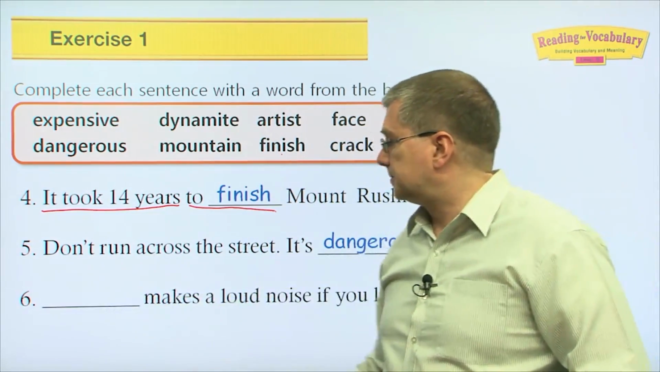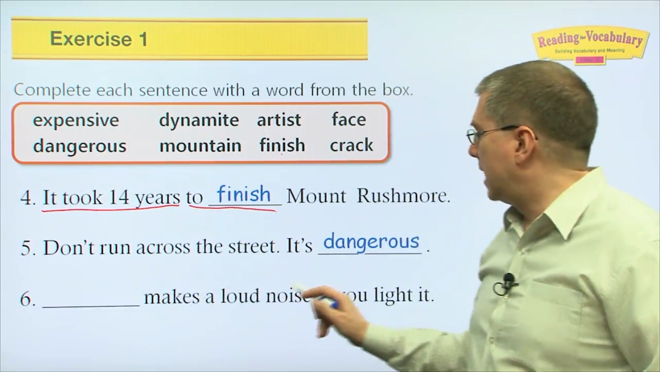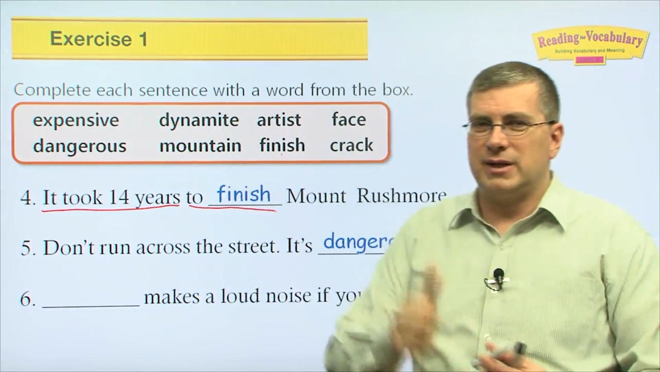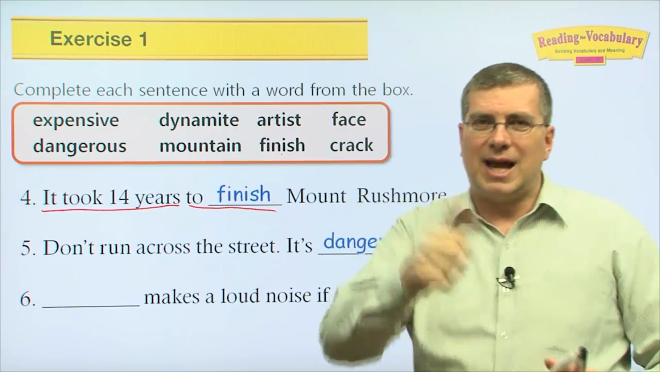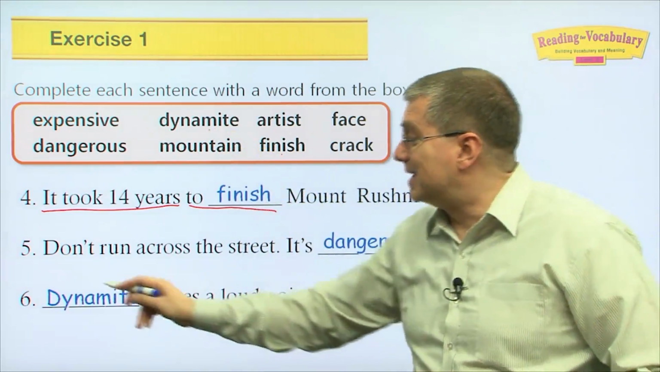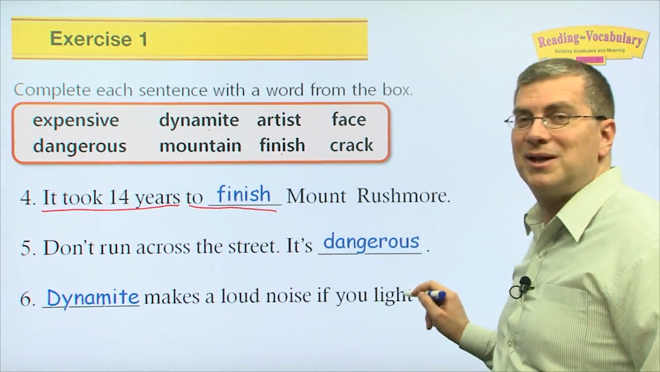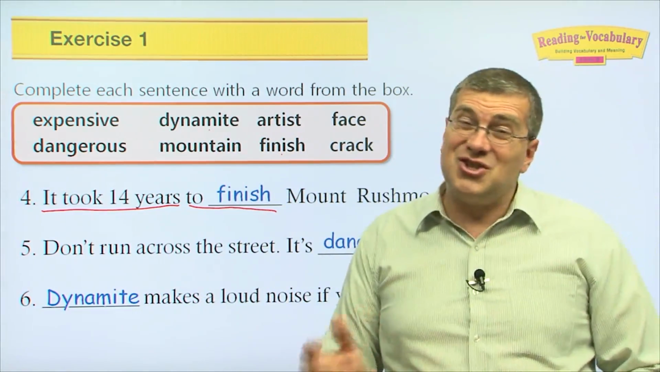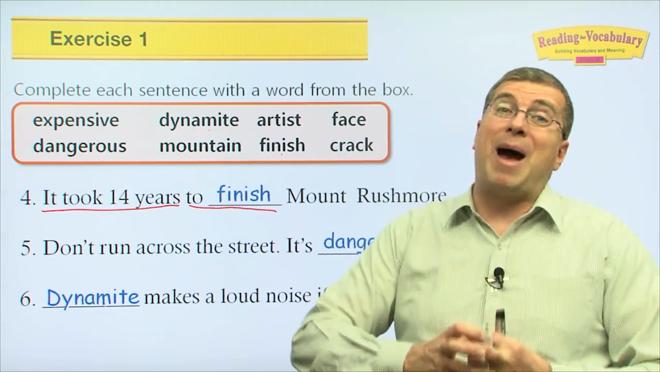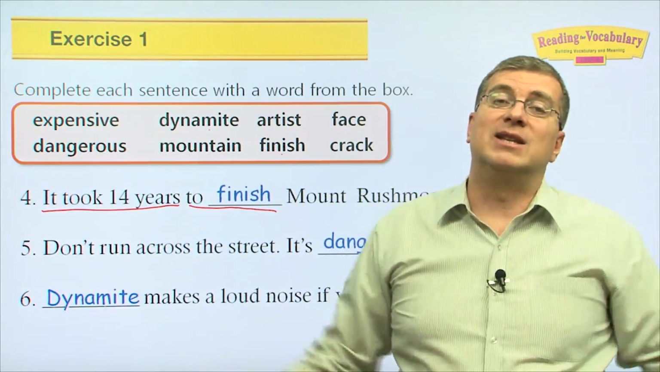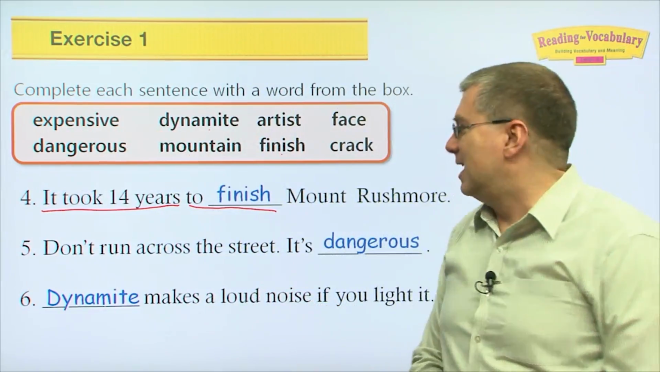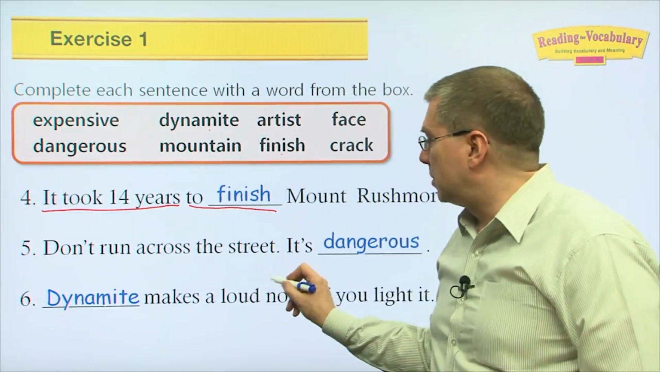Okay, number six. Beep makes a loud noise if you light it. What makes a loud noise if you use fire to light something? Of course, we're talking about dynamite. Dynamite makes a loud noise if you light it. It doesn't just make a loud noise, it also makes a really powerful explosion that's very dangerous, right? So it's not just a loud noise. Dynamite makes a loud explosion.